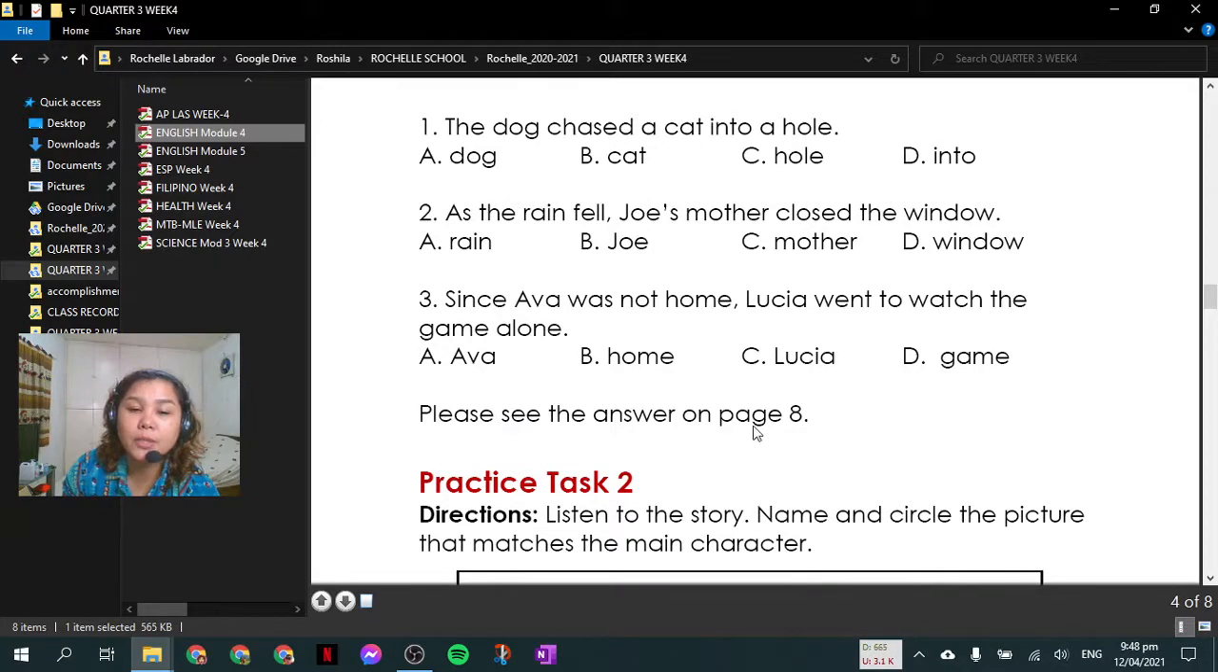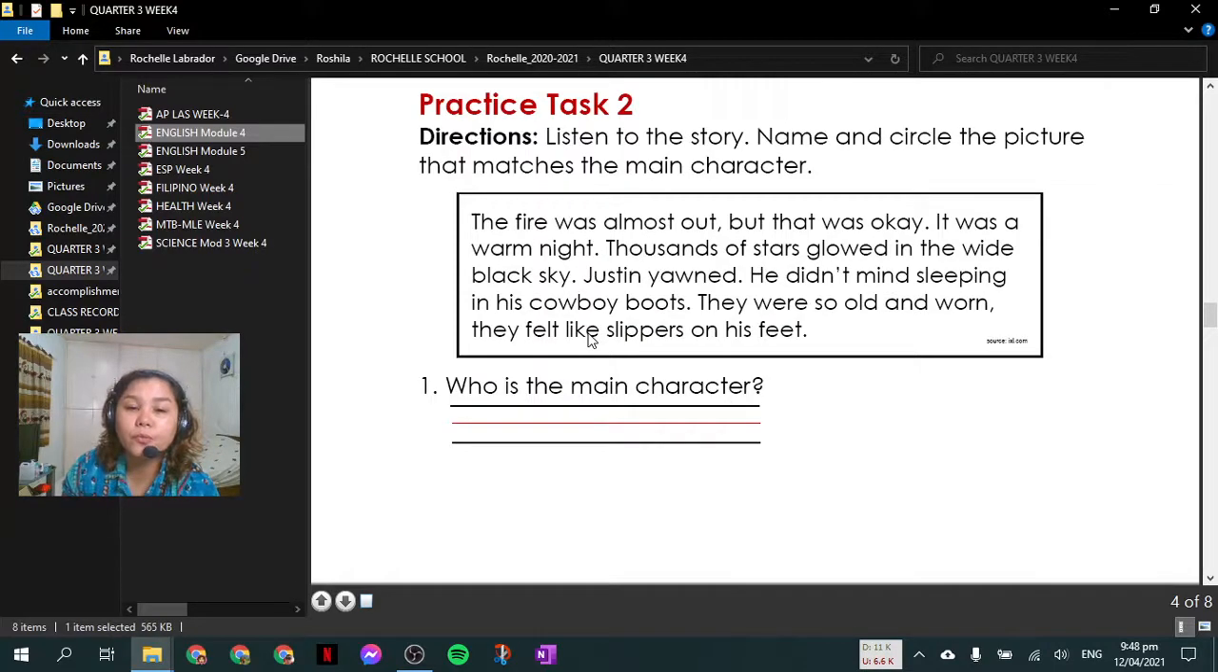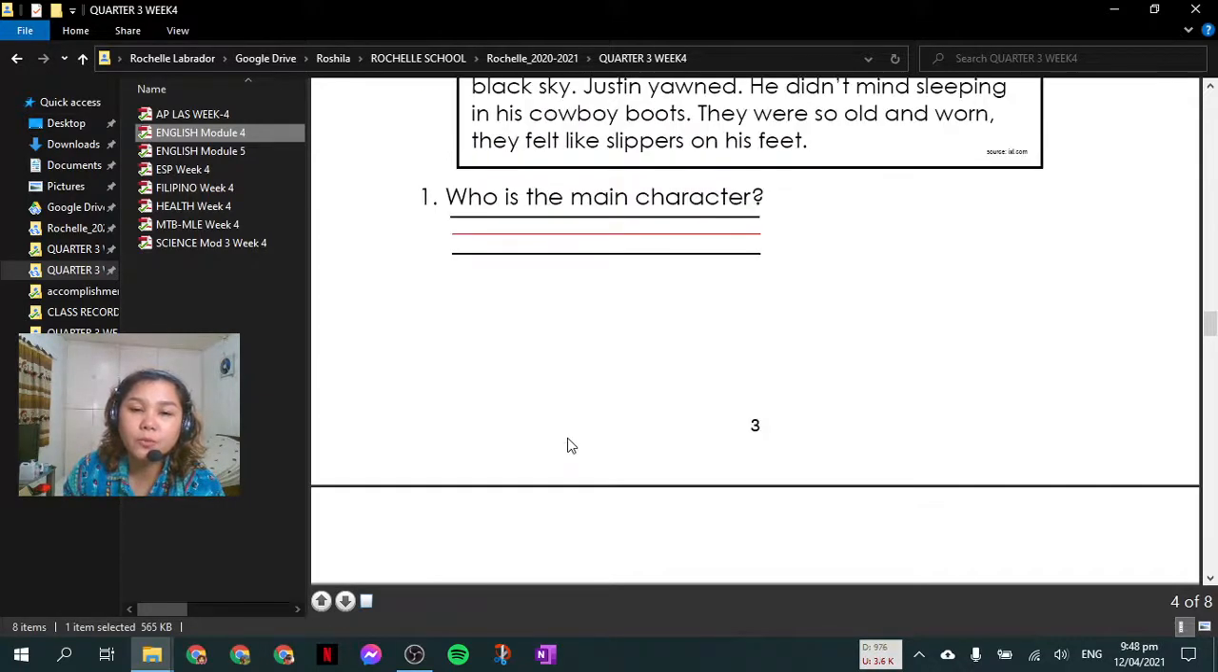Ignore this one. Please see the answer. So, you have choices A, B, C, or D. Circle the letter. Practice task 2. There is a short selection, a short story. Then there is a question: who is the main character? Just write it down using the 3 lines, the ones that look like blue, red, blue.